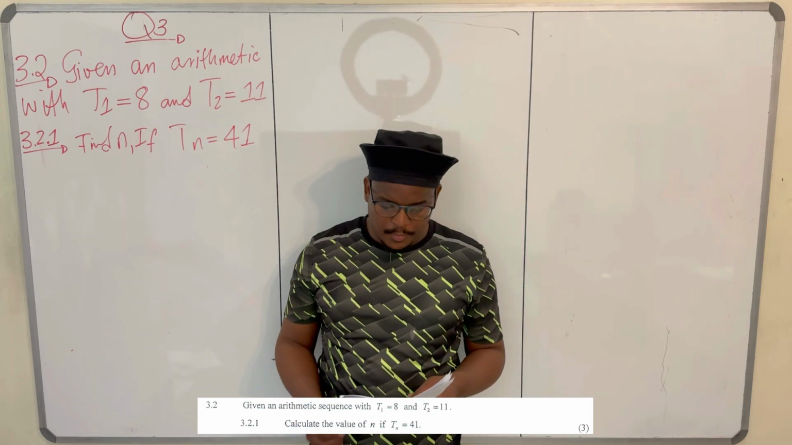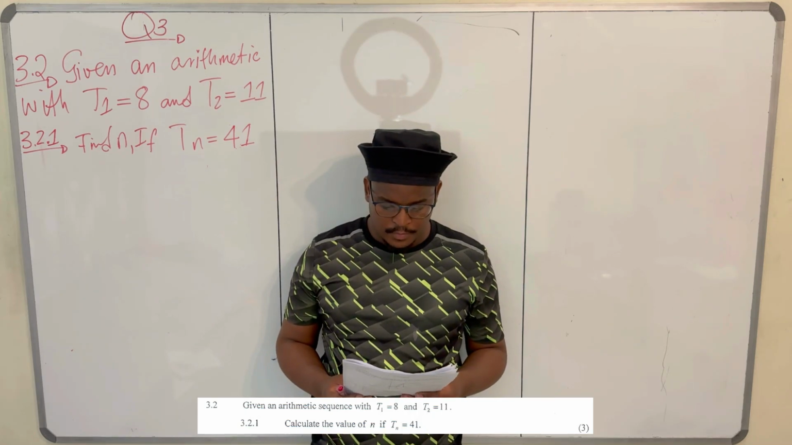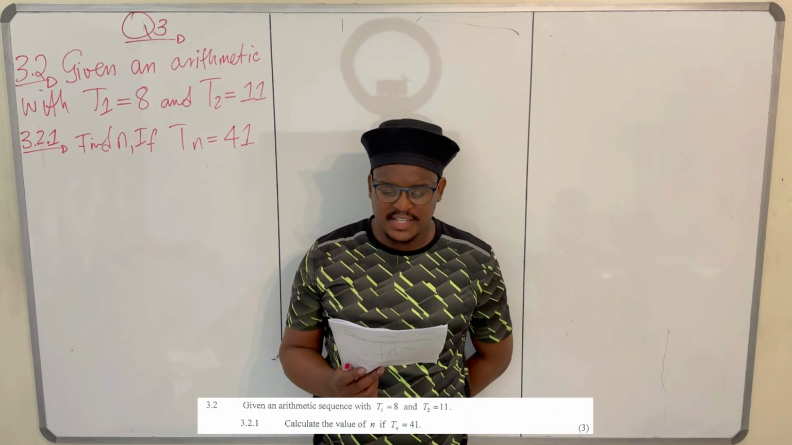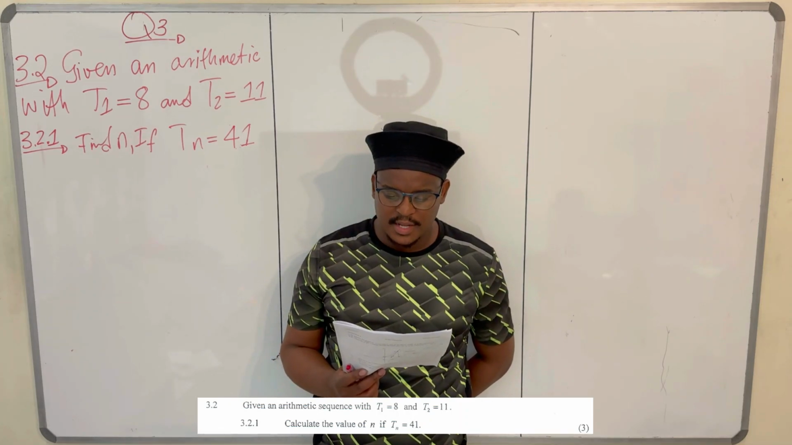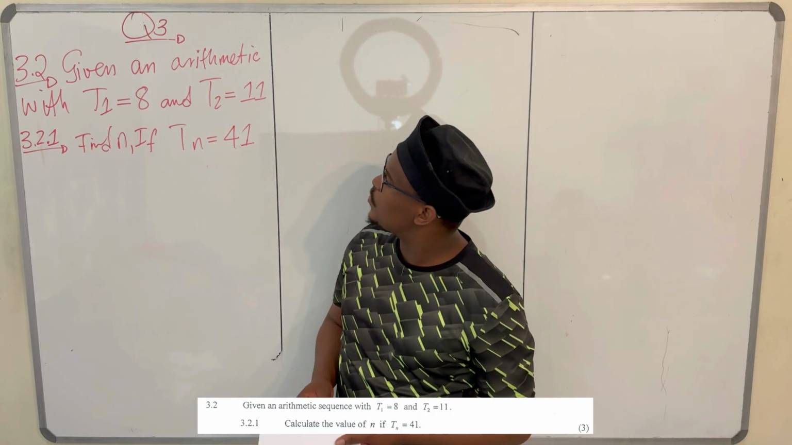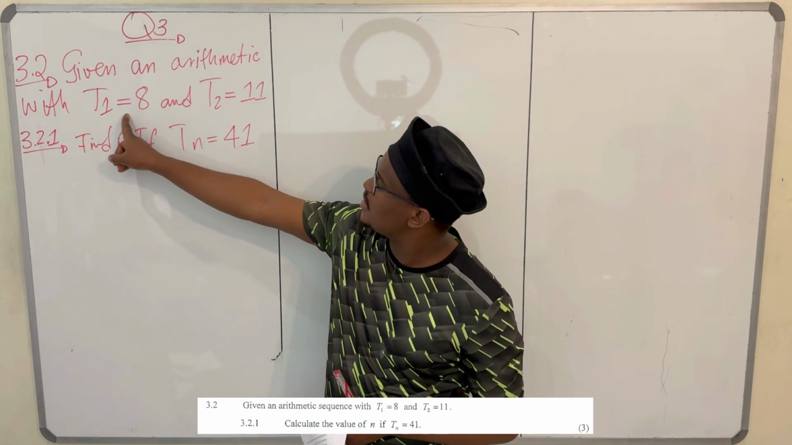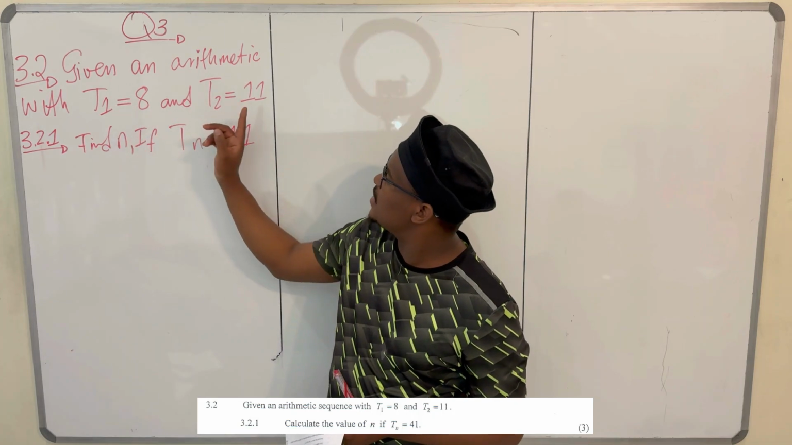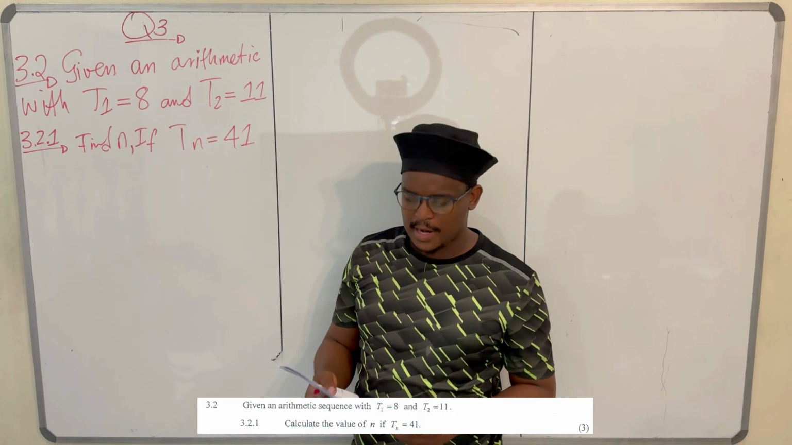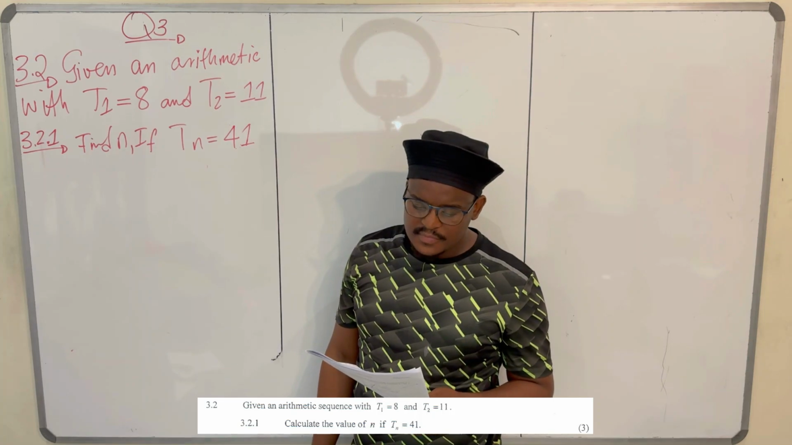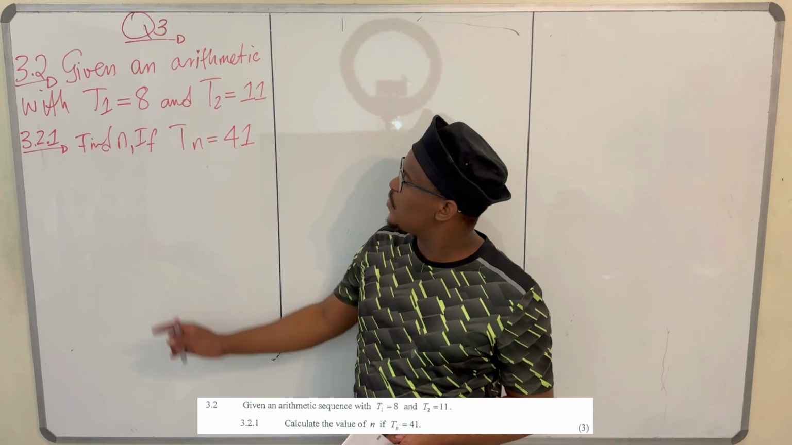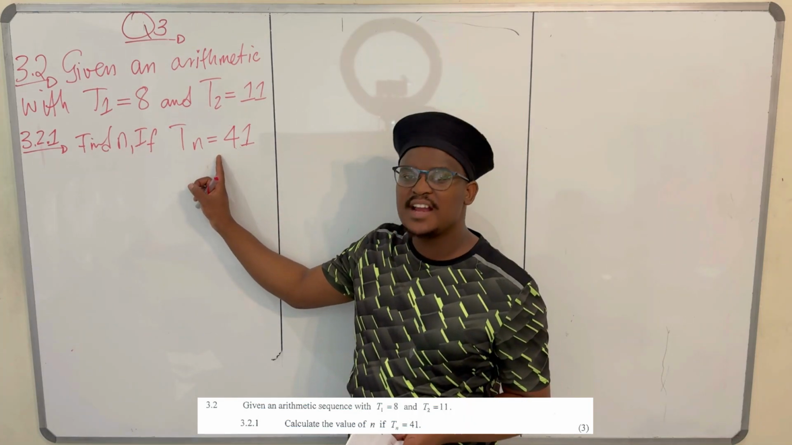Okay, so now I'm done cleaning the board. So we're doing 3.2. 3.2 reads as follows. Given an arithmetic sequence with T1 equal to 8 and T2 equal to 11. So here the terms T1 is equal to 8 and T2 is equal to 11. So these two terms form an arithmetic sequence, right? No problem. They're saying calculate the value of n if Tn is equal to 41. So they want us to find the value of n if Tn is equal to 41.